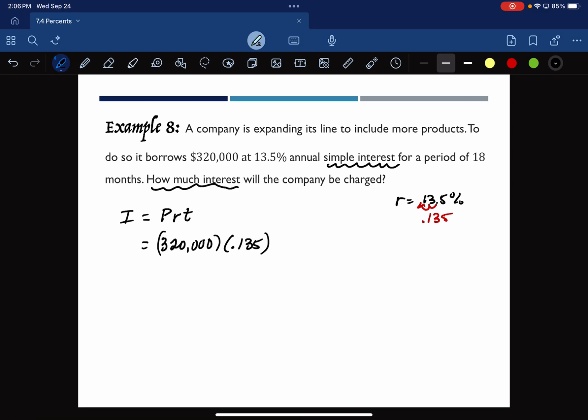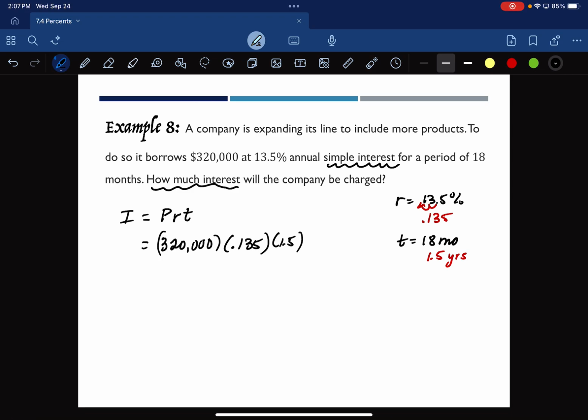And the time, T, is supposed to be in years. But they tell us that we have 18 months. So T is 18 months, but I need to turn it into years. What would that be in years? That's 1.5 years. So the 1.5 is what goes into this formula.